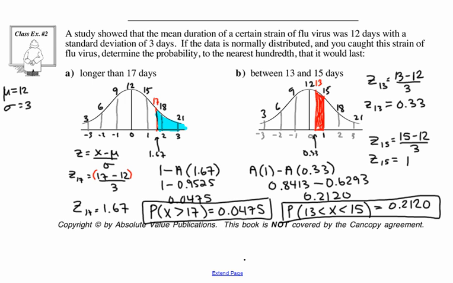All right, next page. Now you wanted the answer to the nearest hundredth, so I would actually answer A as 0.05 and B as 0.21 because it wants the nearest hundredth. Okay, next page.